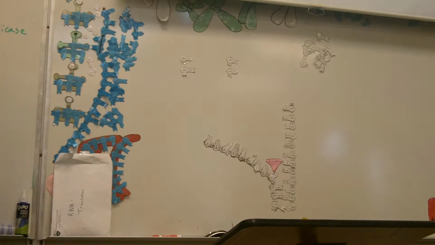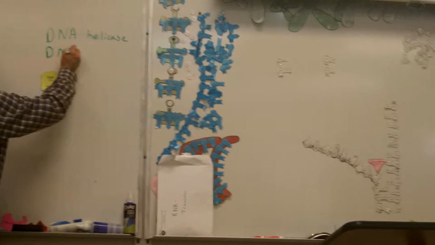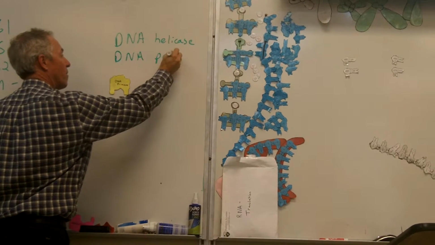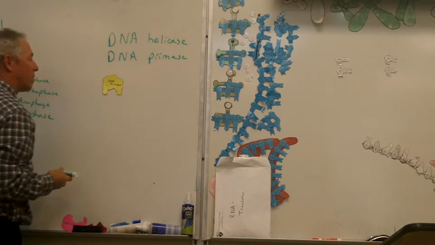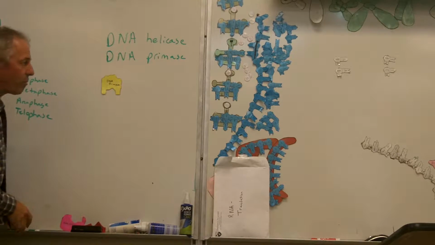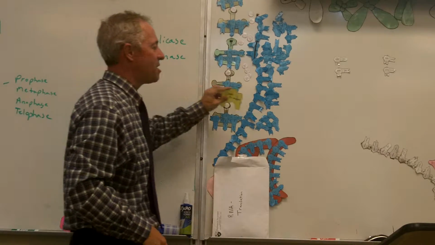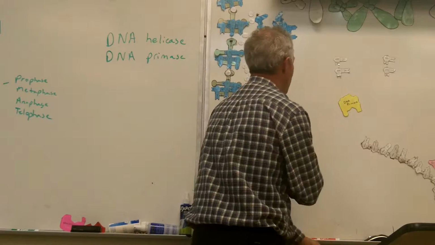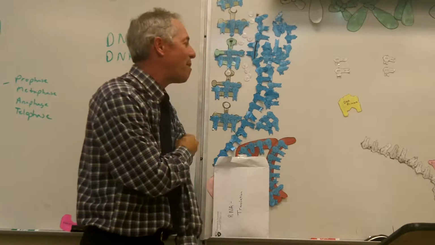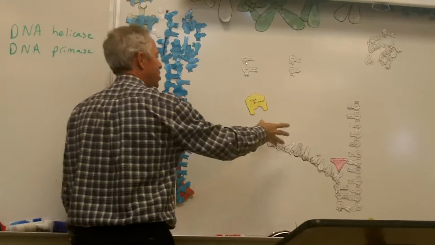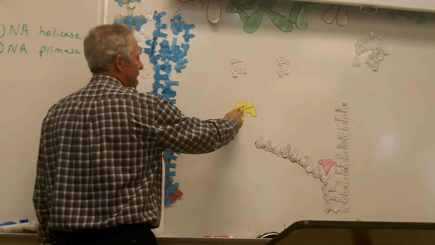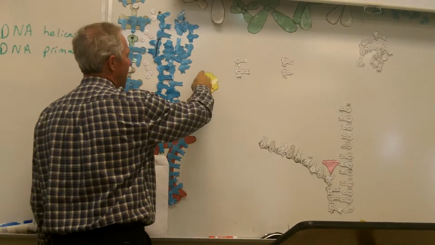Then another enzyme comes in called DNA primase. And what primase does is it attaches what's called an RNA primer to the DNA chain. DNA primase attaches an RNA primer.